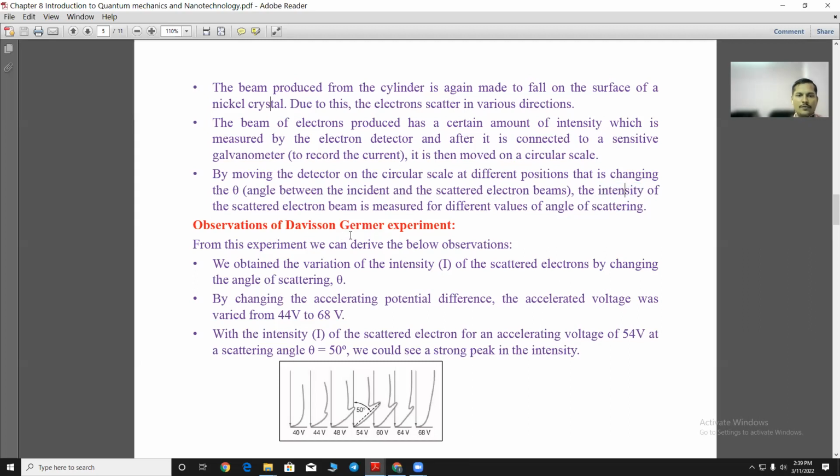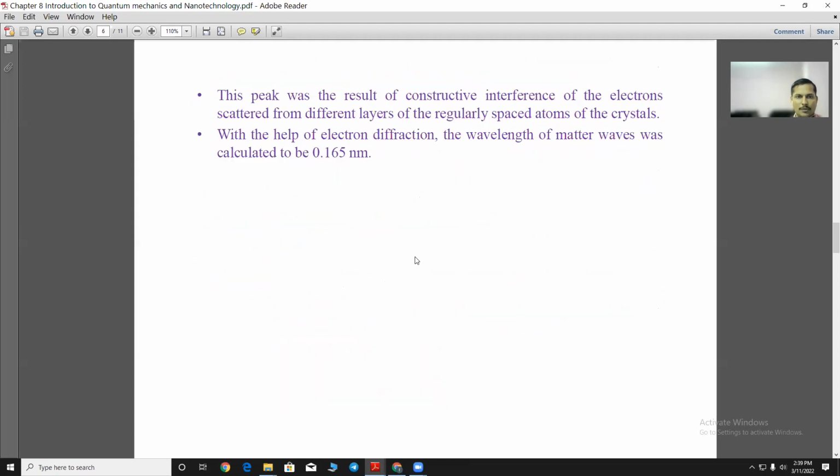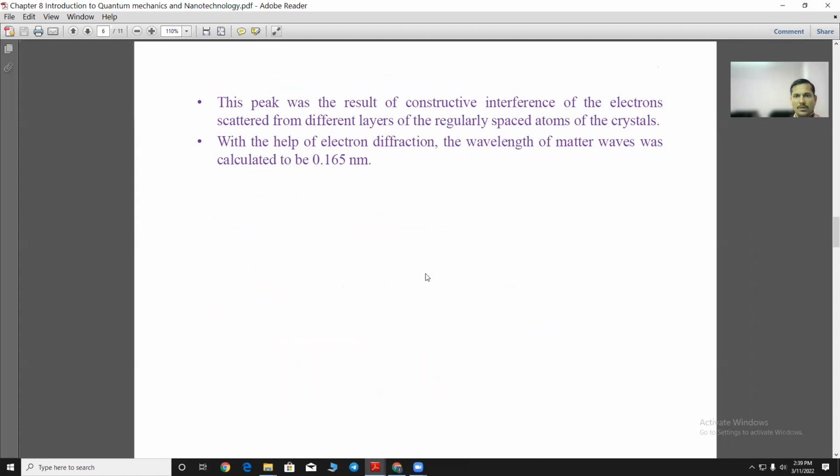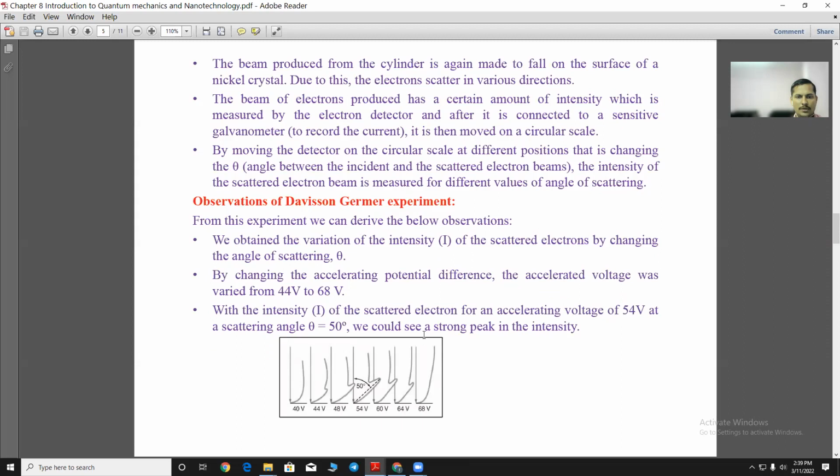Now, observations of the Davisson-Germer experiment. यातनं आपल्याला काही ऑब्झर्वेशन्स मिळतात, तर ते आपण डिस्कस करतोय. So now listen carefully. From this experiment we can derive the below observations. आपल्याला काय रीडिंग्स किंवा त्याच्यातनं काय डिटेल्स मिळतात ते आपण बघूया.